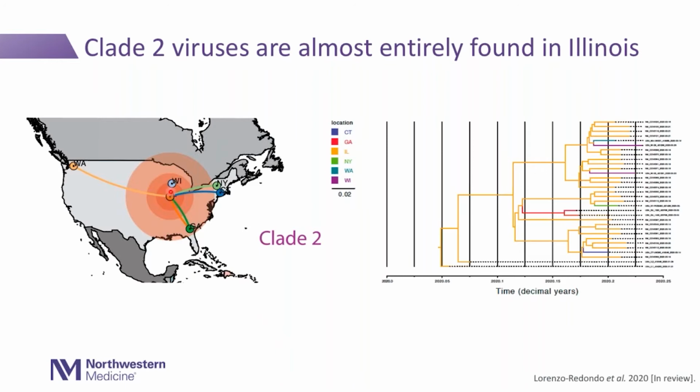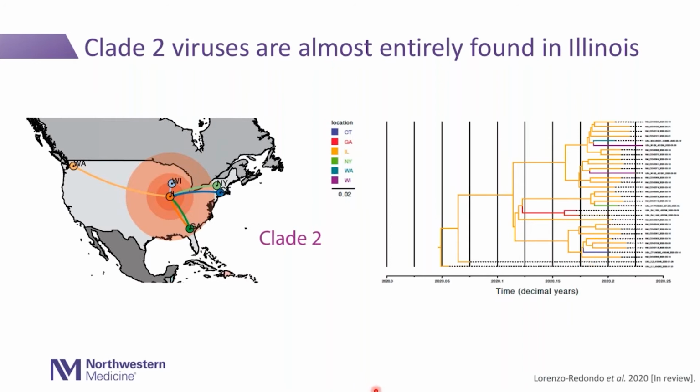We saw some sequences in Wisconsin, a few in Georgia, but primarily this clade was made up of sequences from here in Illinois. When we estimated the rough timing of this, it appeared that these sequences originated in Illinois sometime in late January and percolated slowly, spreading eventually more broadly sometime in early March. And it was at that point that it also started spreading to some of these other US states.